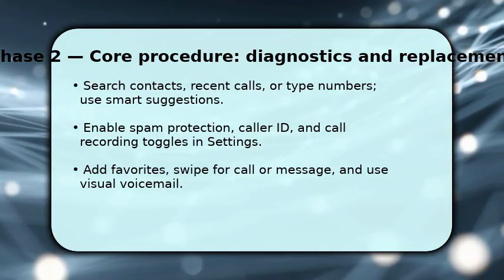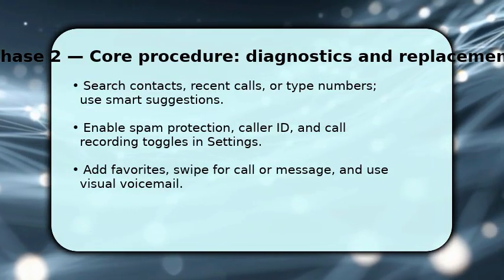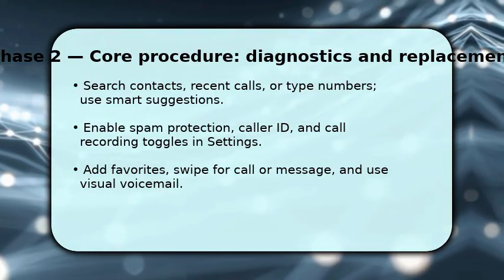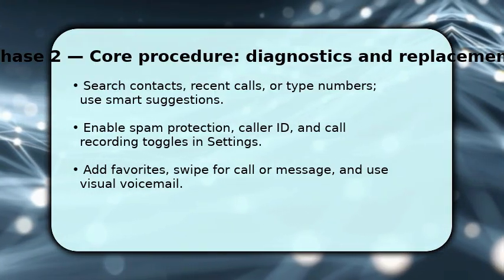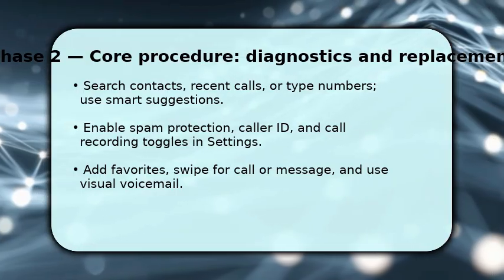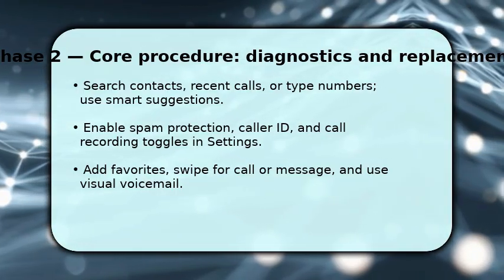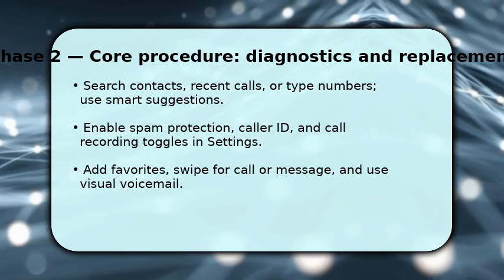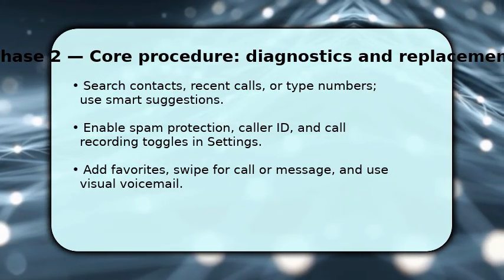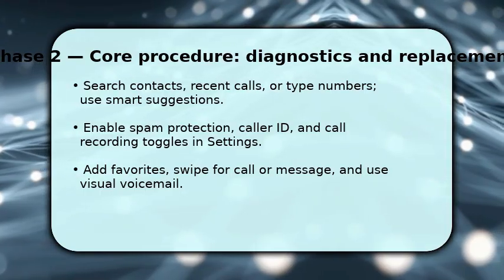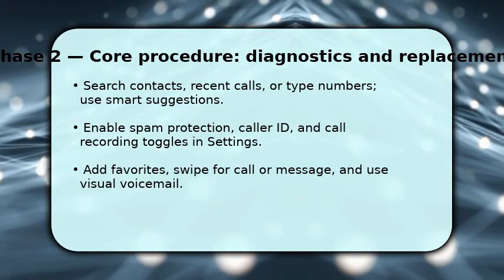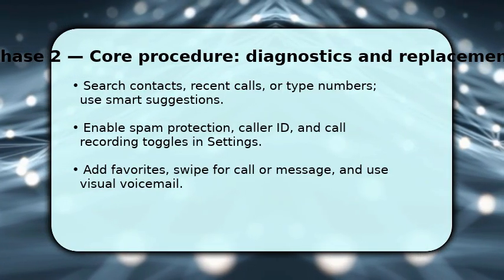Type a name or number to get instant suggestions, and use the search field to jump to contacts. Once done, open settings to enable spam protection and visual caller ID so unknown numbers show context. Enable call recording if your region allows it. Use long press or swipe on a recent call to quickly call back, message, or add to favorites. This speeds repeated actions. Knowing these controls saves time and improves call clarity.